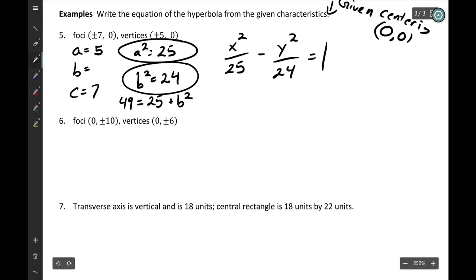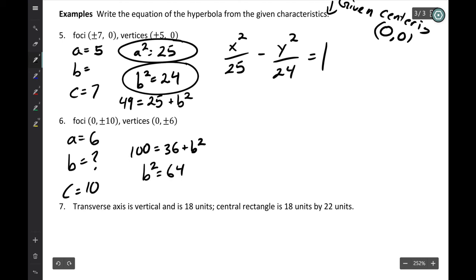All right, number 6. It says the foci are at (0, ±10), and the vertices are at (0, ±6). Okay, this is an up and down one instead, but it gives me the same things. It still gives me a is 6, and b is equal to something, and c is equal to 10. And knowing that information, I know 100 is equal to 36 plus b squared, which means b squared must be 64. And a squared is equal to 36.